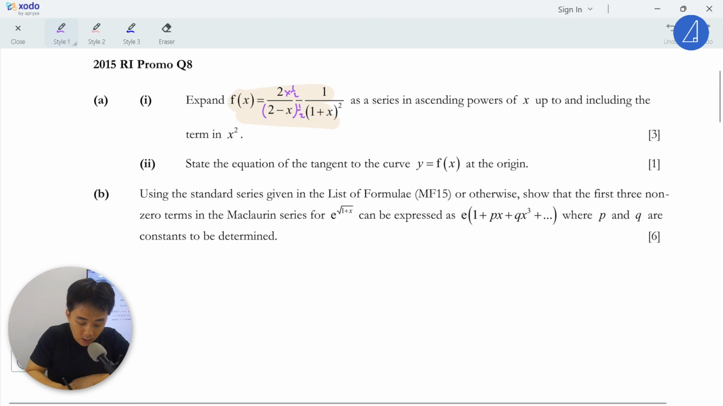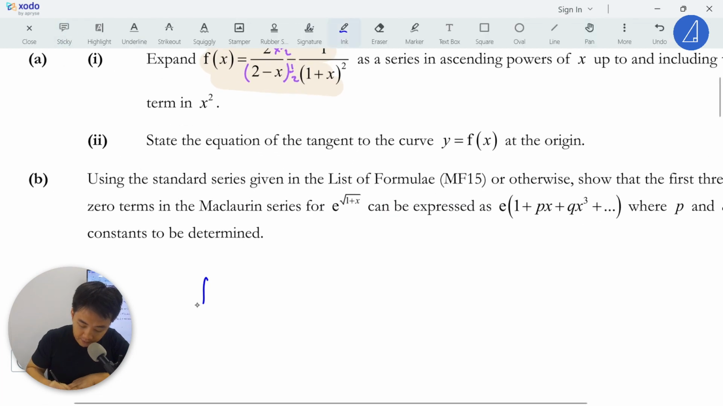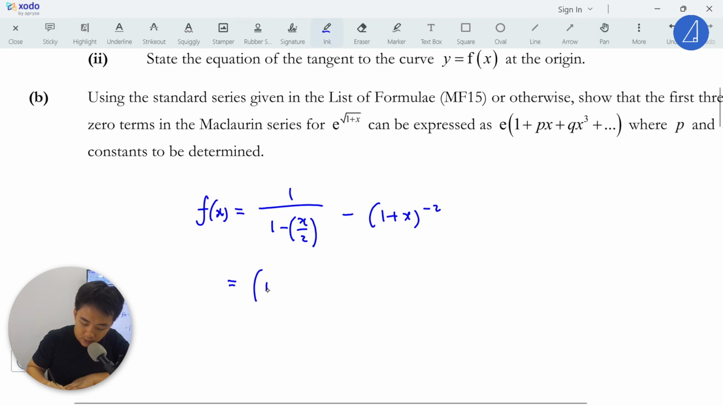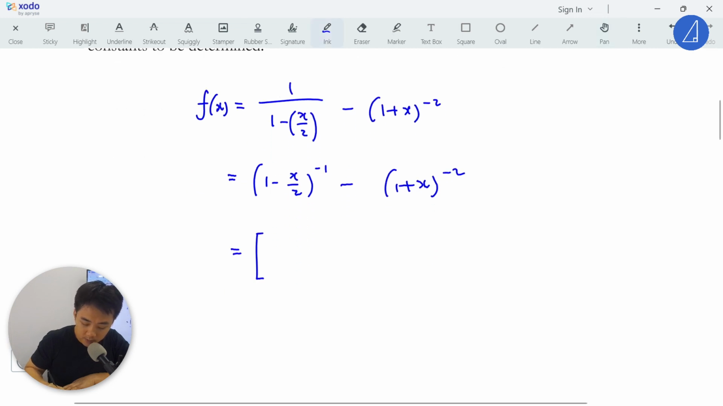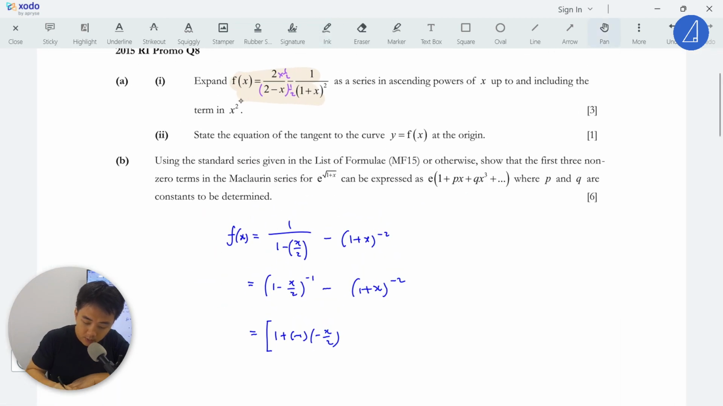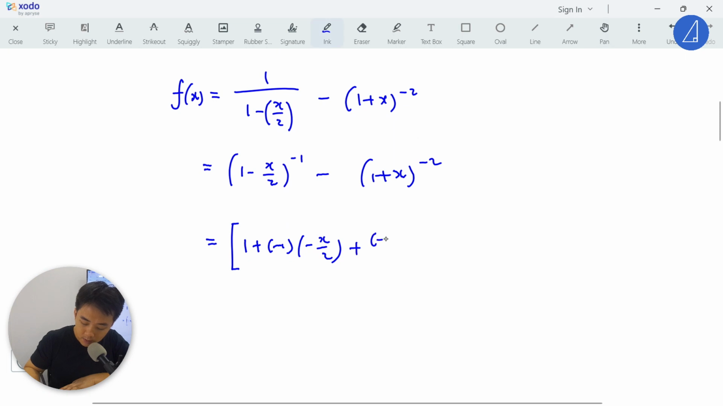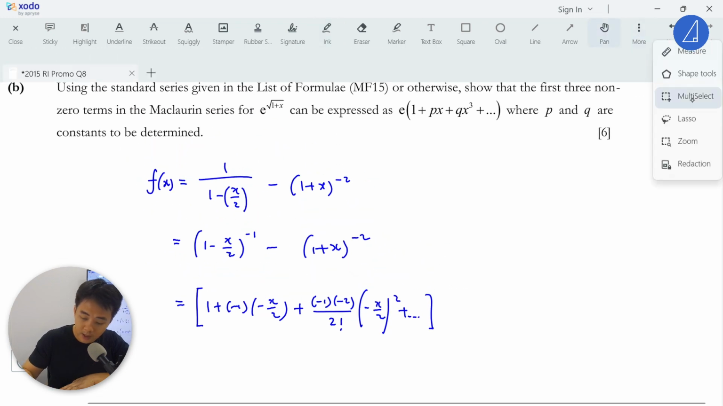So from here, f(x), if I were to multiply half top and bottom, it would be 1 over 1 minus x over 2, minus 1 plus x to the power minus 2. I'm going to use my power series after this, so it's 1 minus x over 2 to the power minus 1, minus 1 plus x to the power minus 2. Power series, we have 1 plus minus 1 times minus x over 2. Look at this, we want to include the power of x squared, so minus 1, minus 2 over 2 factorial, then minus x squared.